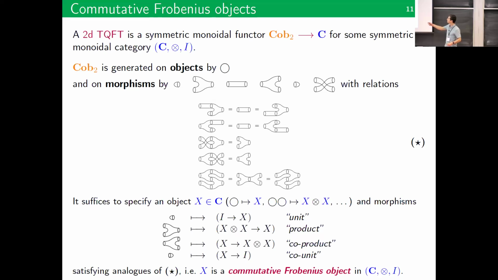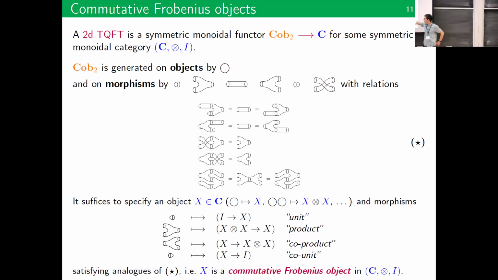The cylinder here is the identity, so this has to be mapped to the identity. And the twist here, this is the symmetric structure on our category, so this also has to be mapped to the symmetric structure. So this is just swapping the 2 factors in the tensor product. And so there only remain 4 morphisms to specify, which are called unit, product, co-product, and co-unit.